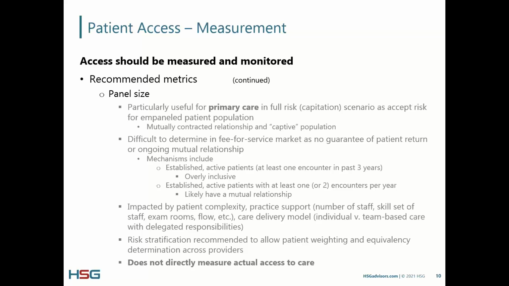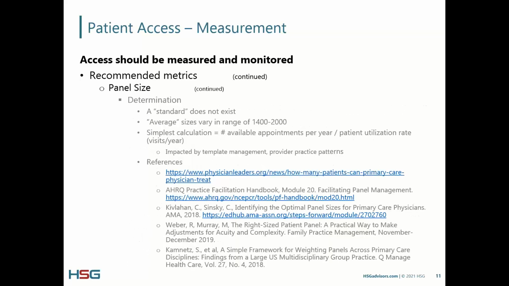One thing to note is patient panel size does not directly measure actual access to care, right? It just says you've committed to care for this number of patients, but it doesn't measure how well you do that or how well patients can get in to see you. So you can have a panel size of 5,000, but if patients can't get in to see you, it's actually conflicting ends in this manner.